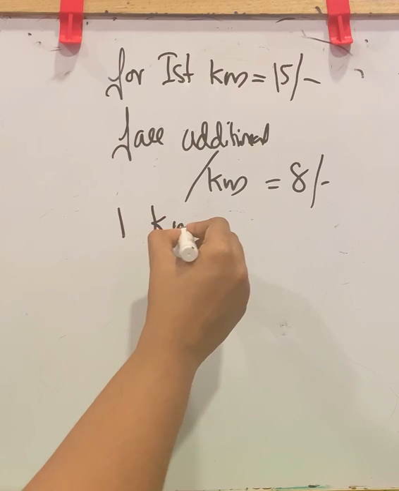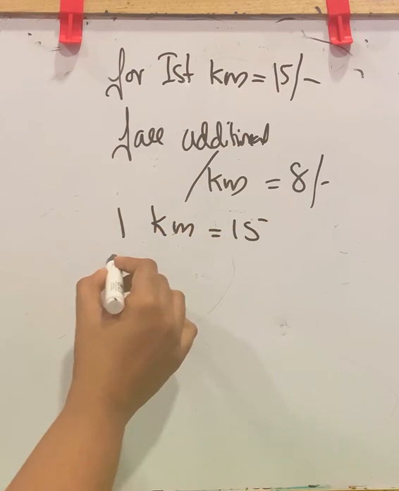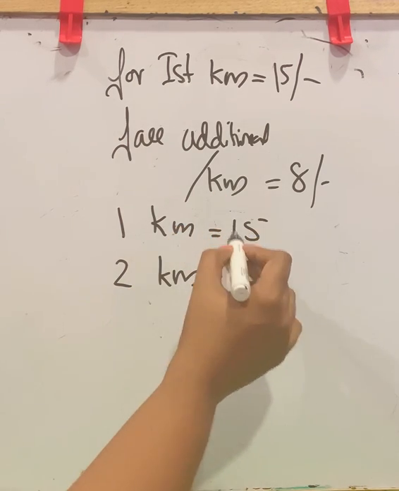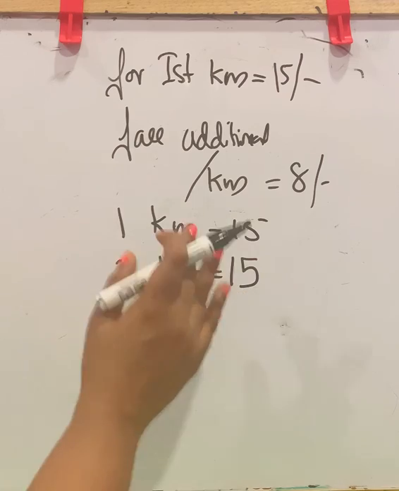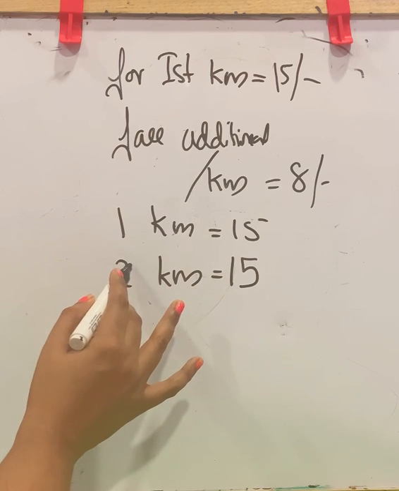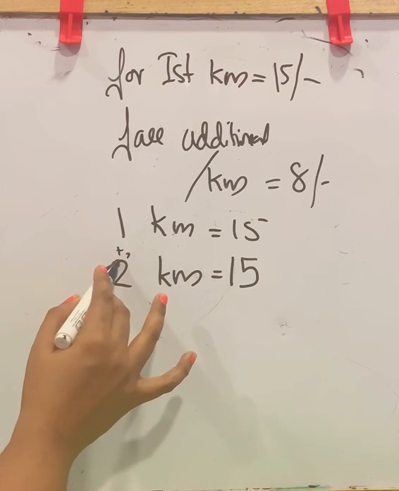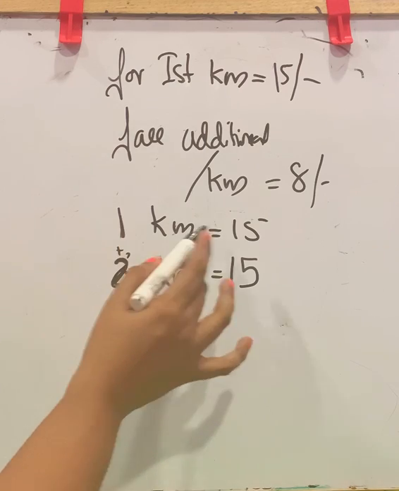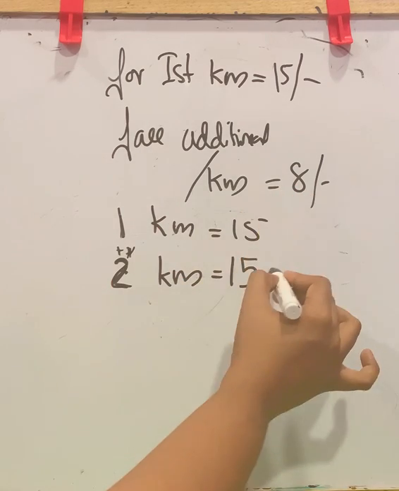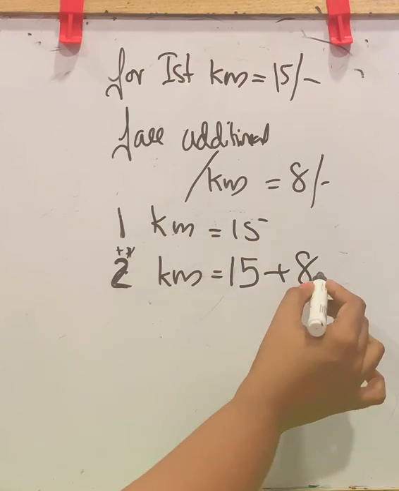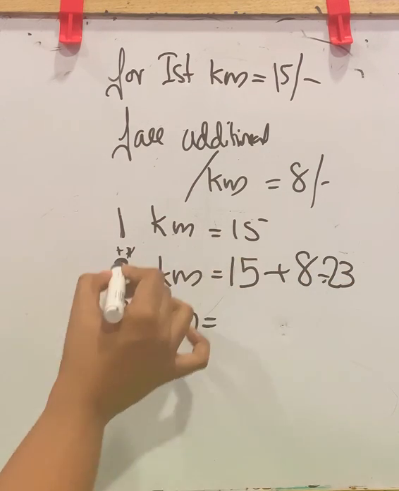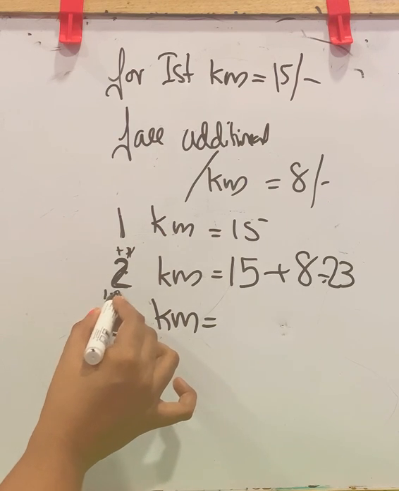First kilometer, we will give 15. Second kilometer, what will be the fare of second kilometer? We have to pay 15 because we entered into the taxi, and for first kilometer we are paying 15. After that, additional is 1 kilometer. That is, out of 2, for 1 kilometer we have to pay 15. Balance will be another 1. For that 1, we have to pay plus 8, and it is 23.